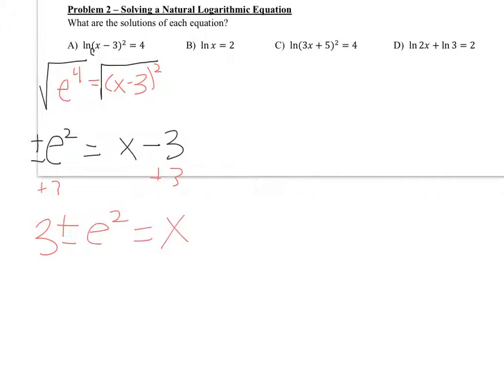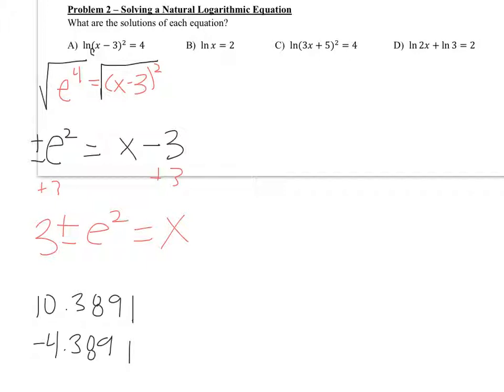You want to split this up in your calculator. So you do 3 plus e squared, and you do 3 subtract e squared. And your two answers will be 10.3891 and negative 4.3891. There you go.